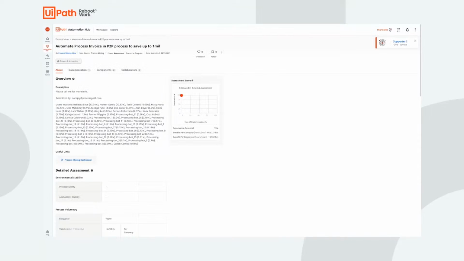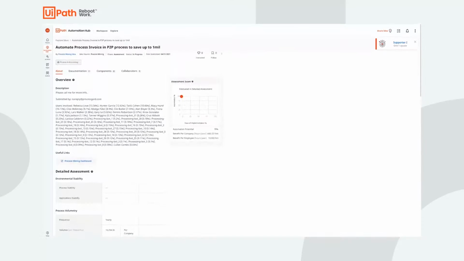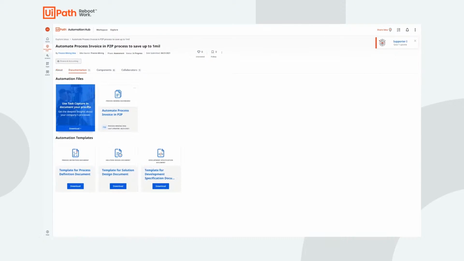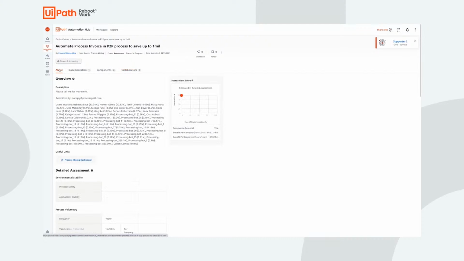Out of those automations, one in particular stands out: the automation idea that Andrea submitted after her analysis with process mining. Close to $1 million of savings from automating 16,000 plus cases is a very strong opportunity. He checks all the process mining data that was submitted and immediately approves the proposed automation. It's now headed to UiPath Studio for development.